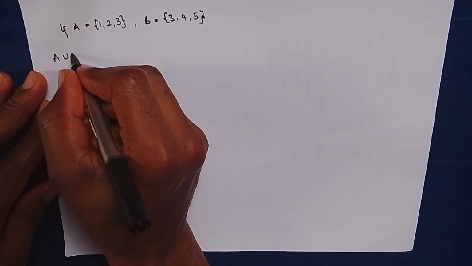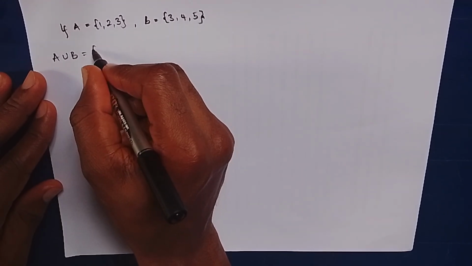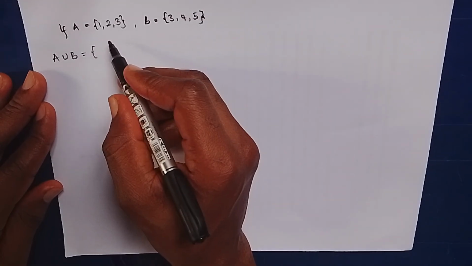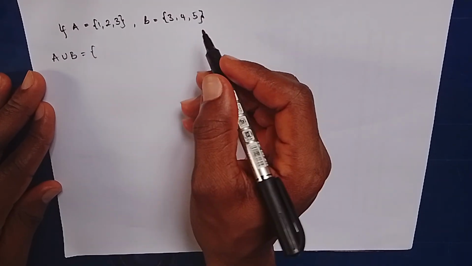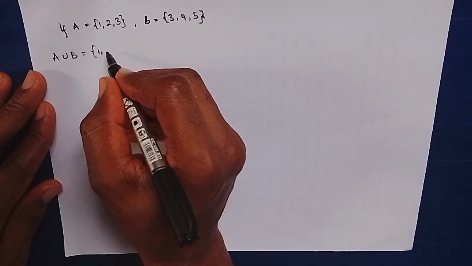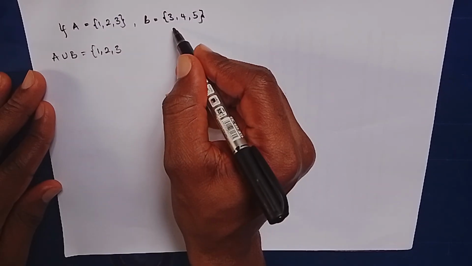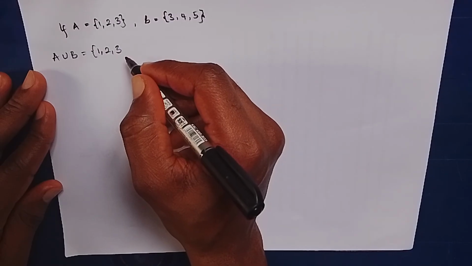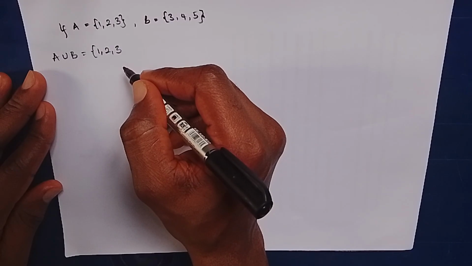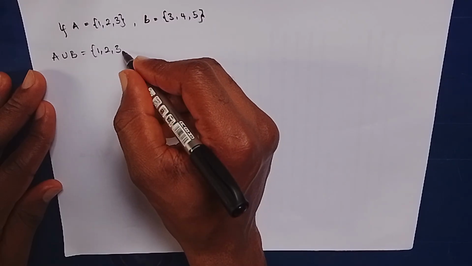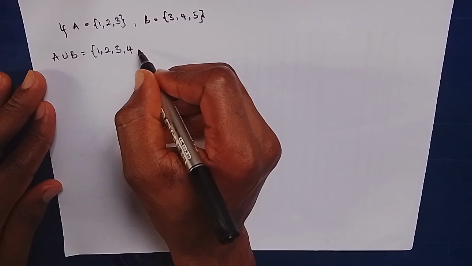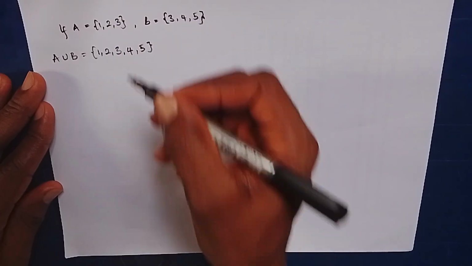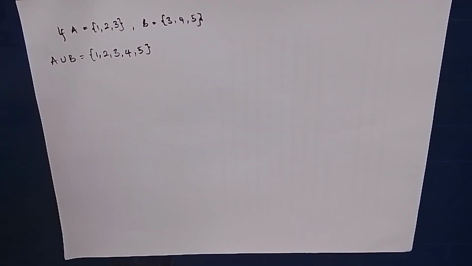A union B would be equal to, now the union is everything in A and everything in B without any repetition. So we have 1, 2, 3. We also have 3 in B, but we are not repeating. Remember in defining the set, we said that it has distinct elements, meaning no element is repeated. So we move to 4, 5. So this is the union of the sets given there. So union basically means combine everything in both sets without repetition of any elements.